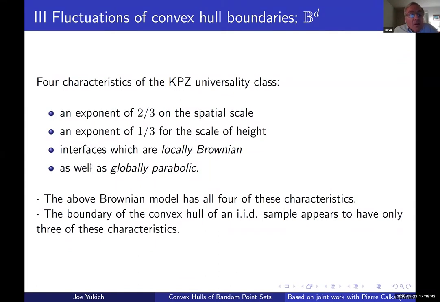And so the Brownian model that we discussed exhibits these 4 characteristics. And your question is related to the boundary of the convex hull, correct? Yes. Is it known to be not the case? Well, I think it's unclear. It's really unknown whether the interfaces are locally Brownian. Maybe there's a rescaling that would show the interfaces have some hidden Brownian behavior to it, but it's not apparent right now. I see.